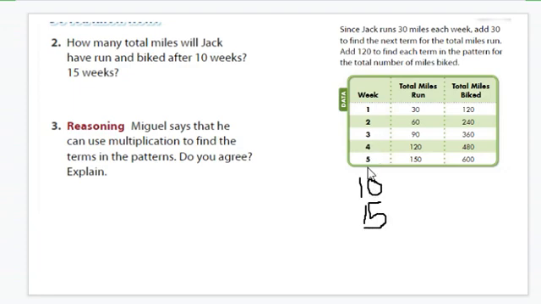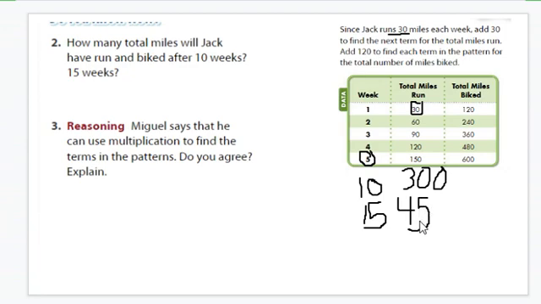So we can continue and plug in week 6 and 7 and 8 and all of the things, or we can look at the relationship between the total number of miles run each week and what week it is. So 1 times 30 is 30, 2 times 30 is 60, 3 times 30 is 90, so on and so forth. Therefore, we can very easily see what is going to be run at week 10, because 30 times 10 is 300. And 30 times 15 is 450.